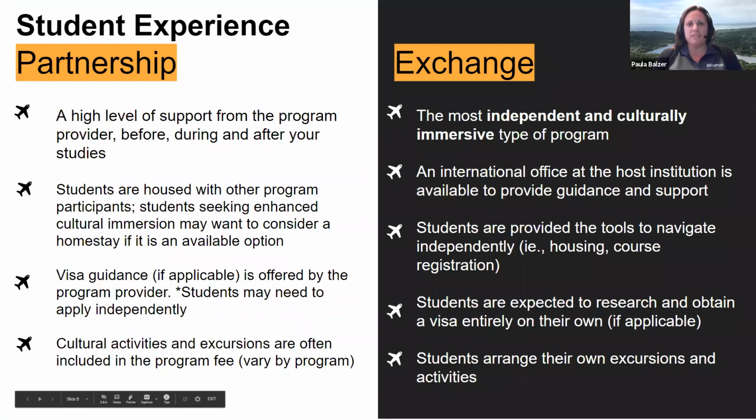So we just wanted to talk about some of the differences between the student experience on the partnership versus the exchange program. So first, we'll talk about partnerships. And again, with partnerships, we are partnering with a company or an organization that is facilitating the program for you. So it's a high level of support from the program provider, before, during, and after your studies. You're basically adding an additional level of support when you choose to go on a partnership program.